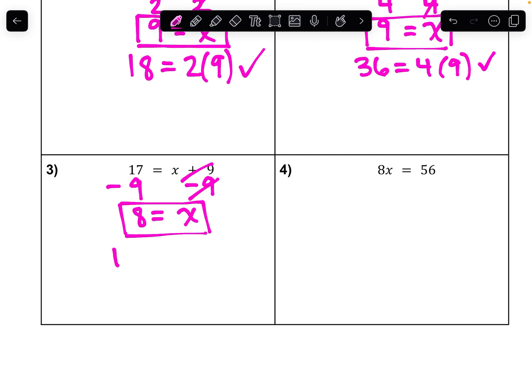Yes, indeed, if I put 17 equals x is 8 plus 9. That works because 8 plus 9 is 17. Let's look at number 4.